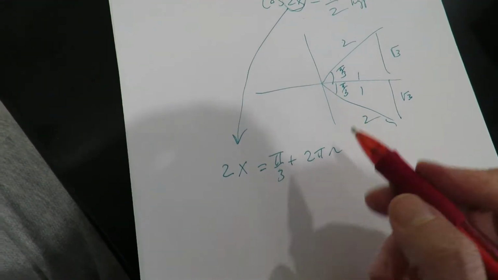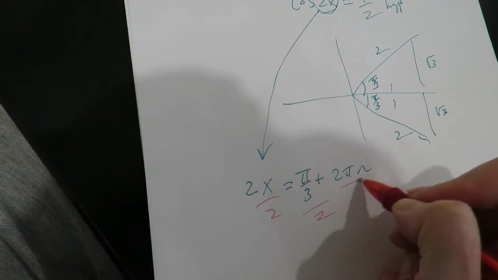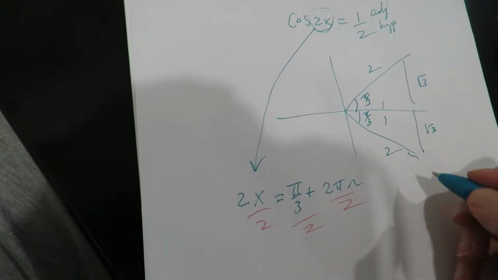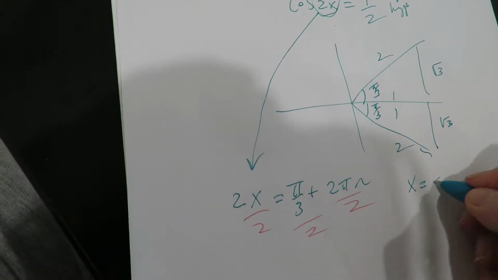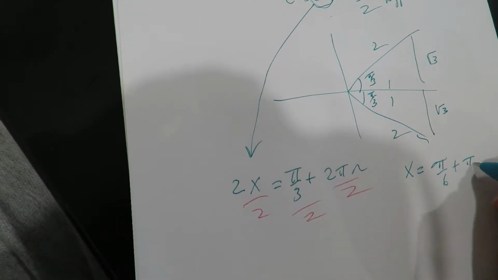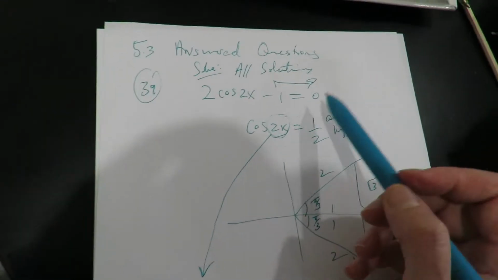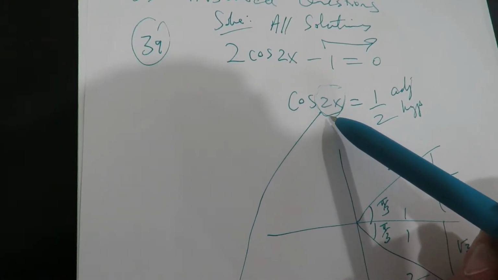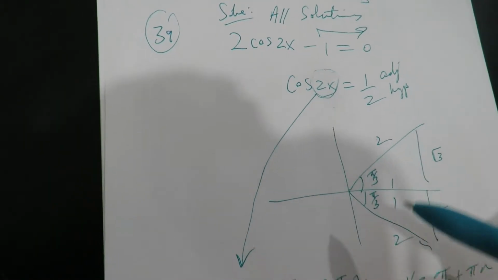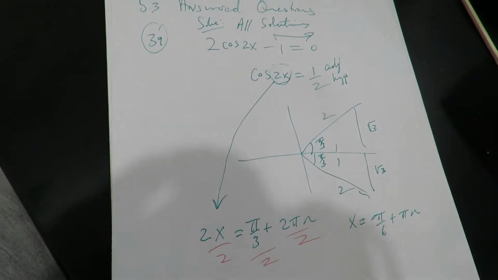And now you want to divide the 2 off of everybody. So you're going to get that x equals pi over 6 plus pi n. Basically what's happened is this function is sped up, so the answers are actually closer together than they initially appear.